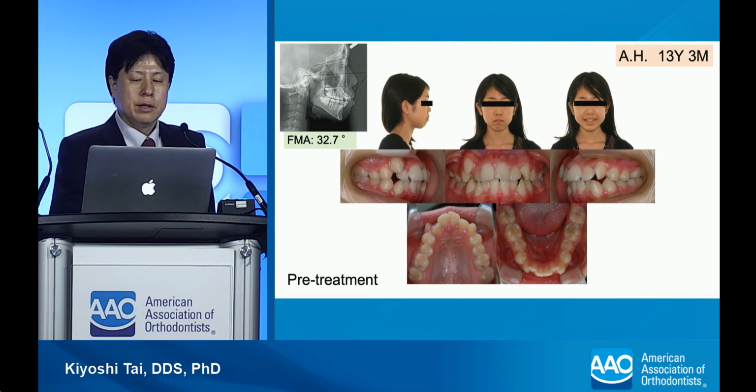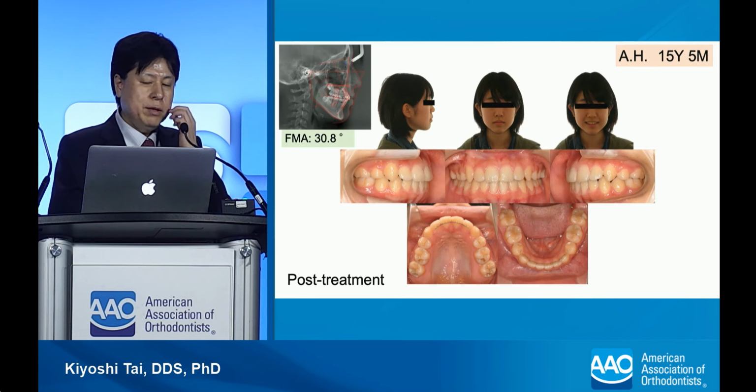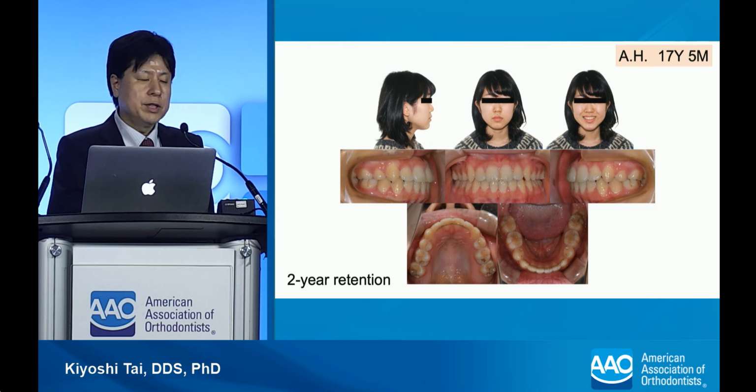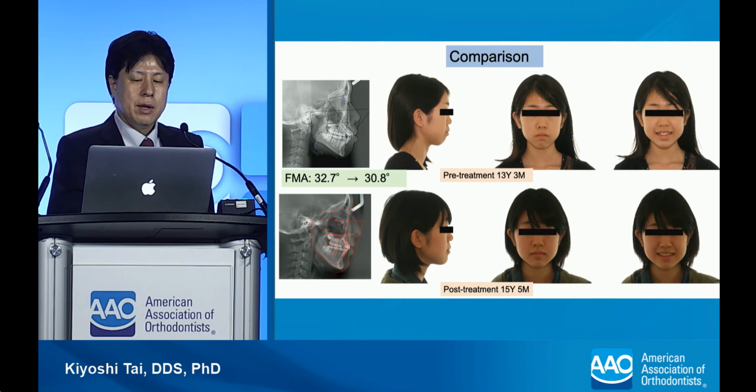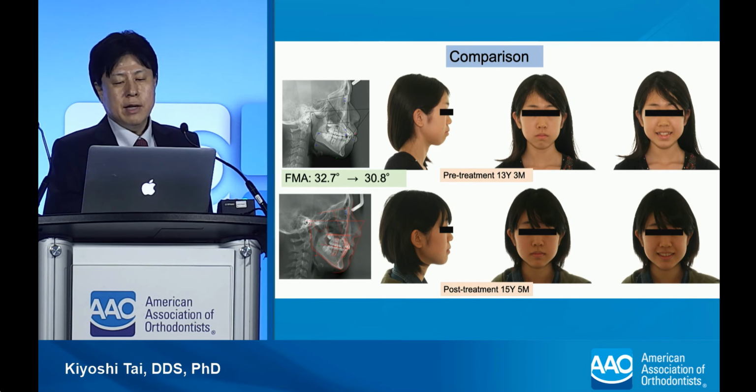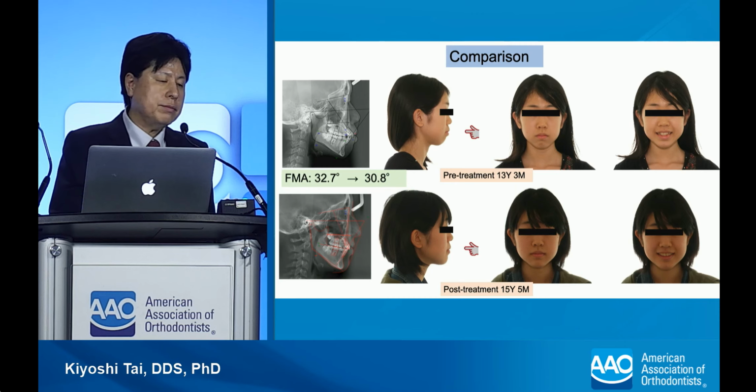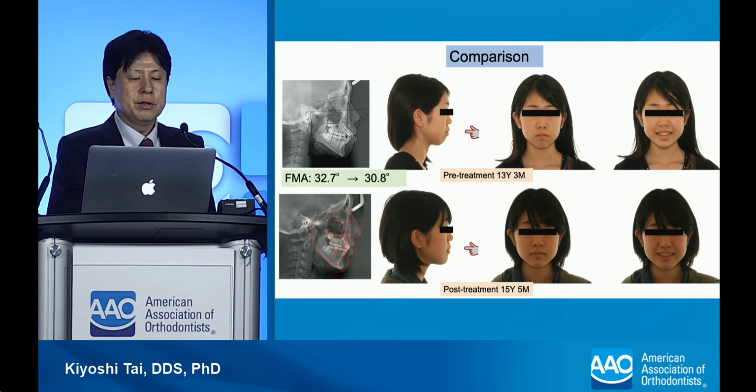Next case. These are pre-treatment records and post-treatment and 2 years retention. Here is a comparison of pre-treatment and post-treatment. Her lateral profile has much improved as well. FMA has decreased about 2 degrees.